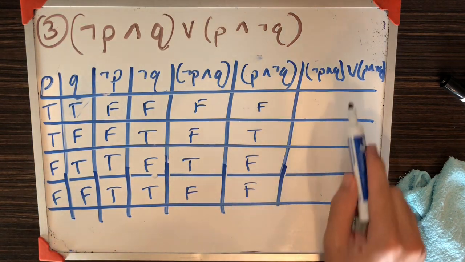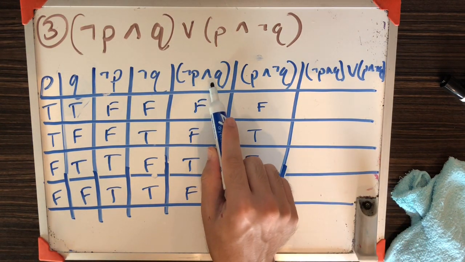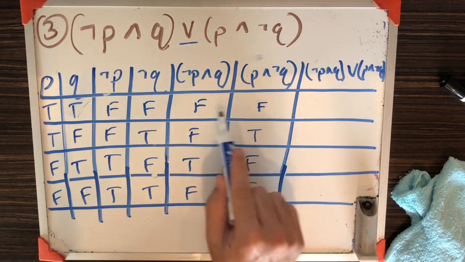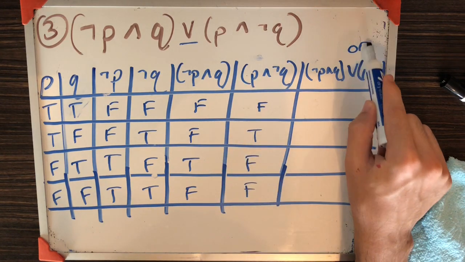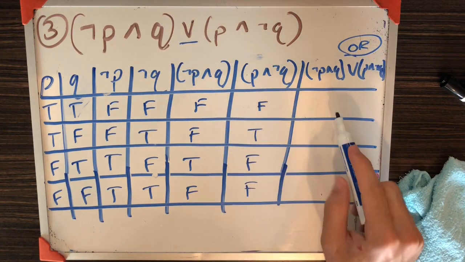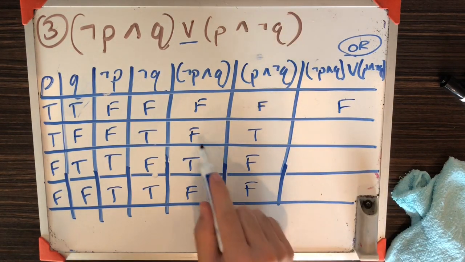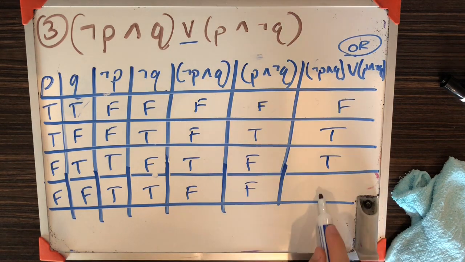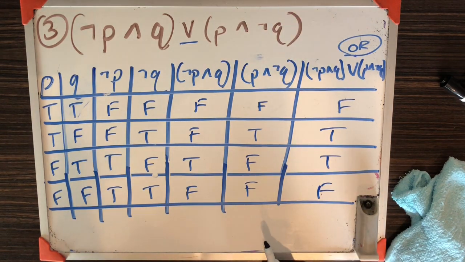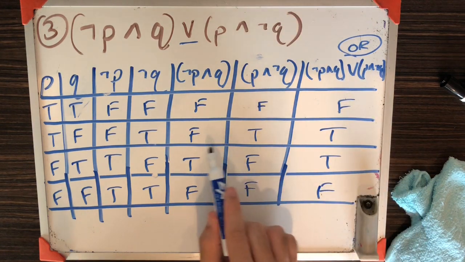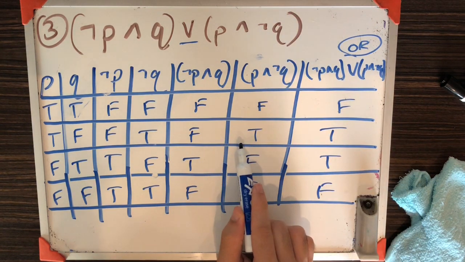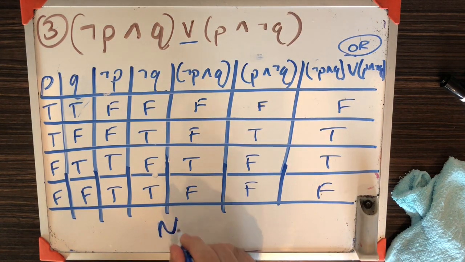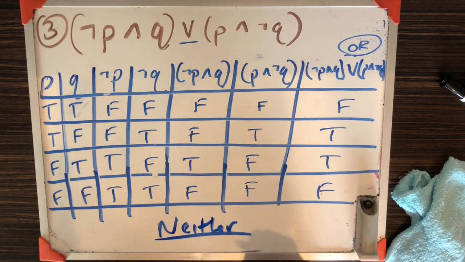Now let's look at the whole thing, right? Negate P and Q, or P and negate Q. So we're looking at these two columns, but we're sticking an or in the middle. False or false, well, that would be false. False or true, well, that would be true. True or false, true. False or false, that would just be false. The only time an or statement is true is when at least one of them is true. So false, true, true, false. So this would be neither. It's neither a tautology nor a logical contradiction.